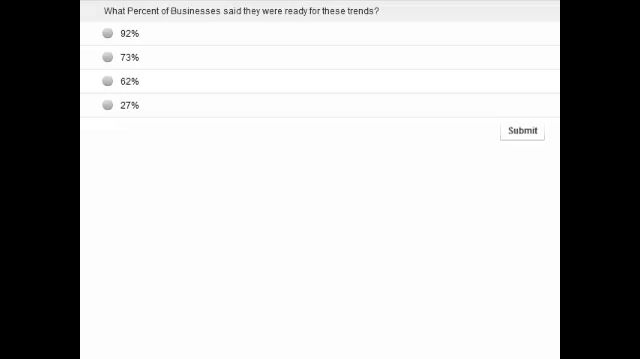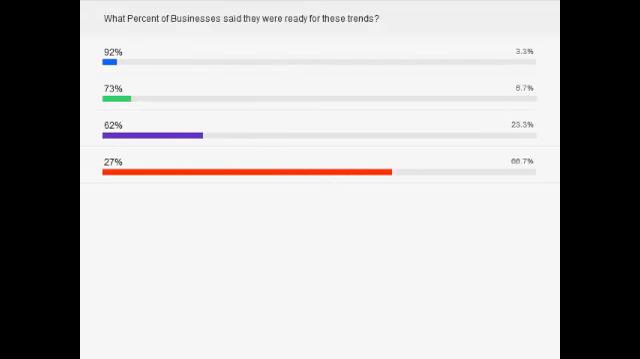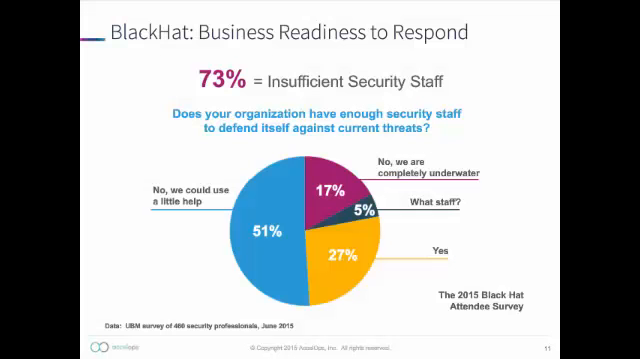Okay, let's take a look at the results. Well, you guys are pretty good. 27% was the actual answer. 73% said they had insufficient staff or were not properly staffed or able to handle these particular demands in the future. So they've got a lack of tools, lack of staff, lack of internal expertise. As we mentioned before, M&A activities are constantly changing the environment that they have to deal with.